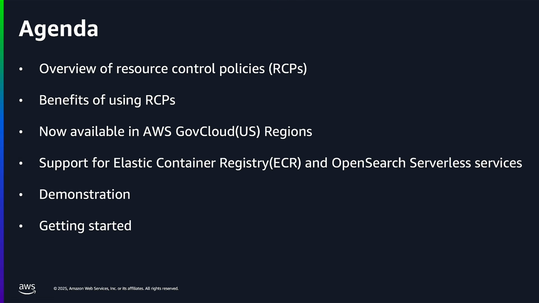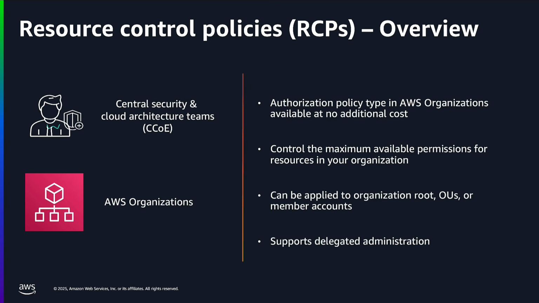On the agenda today, I'll give you a quick overview of resource control policies and walk you through the benefits of using RCPs in your AWS organization. Then I will go over the two major updates: expansion to AWS GovCloud regions and support for Amazon Elastic Container Registry and Amazon OpenSearch Serverless services. I will also give you a quick demonstration of how you can use RCPs to prevent external identities from accessing your ECR registries. Finally, I'll leave you with some helpful documentation to get started.